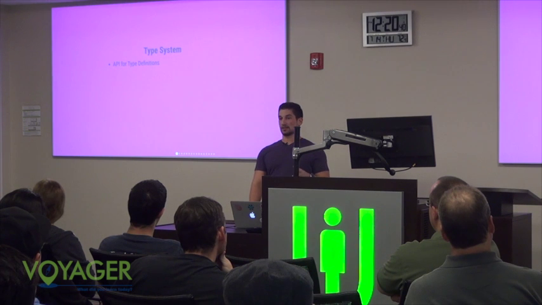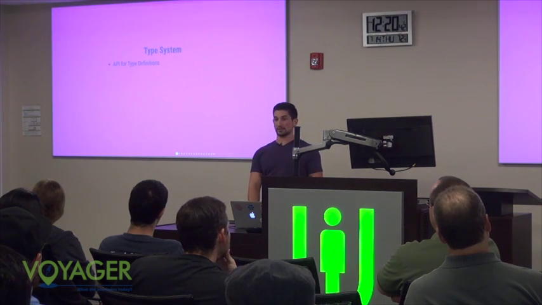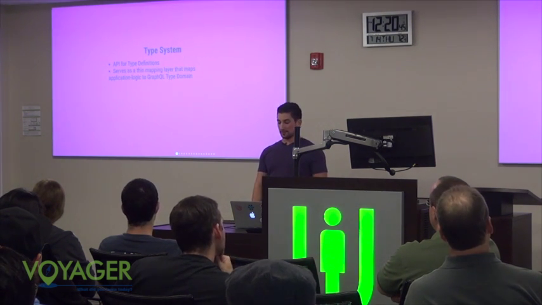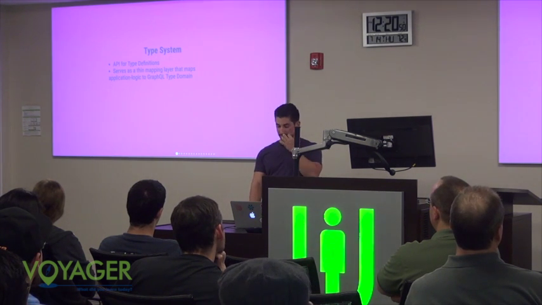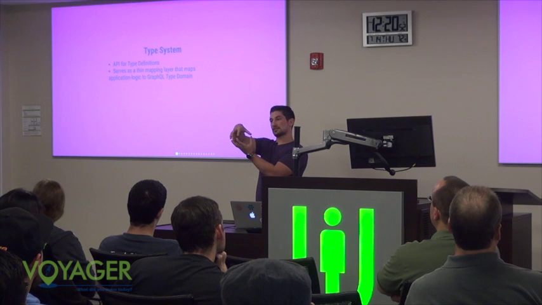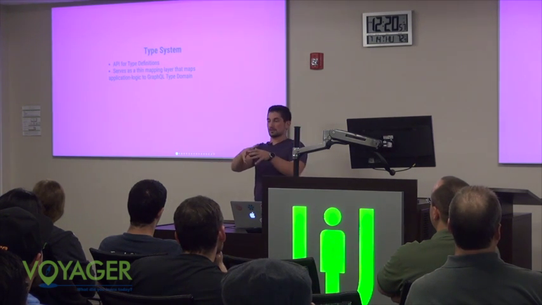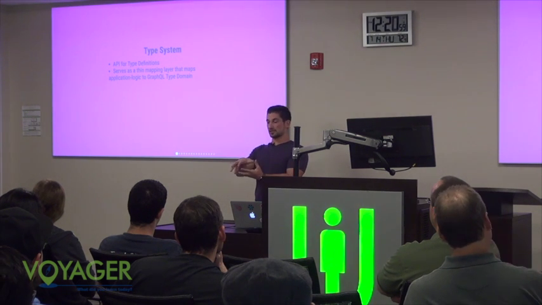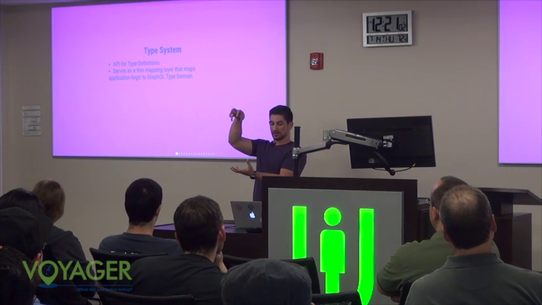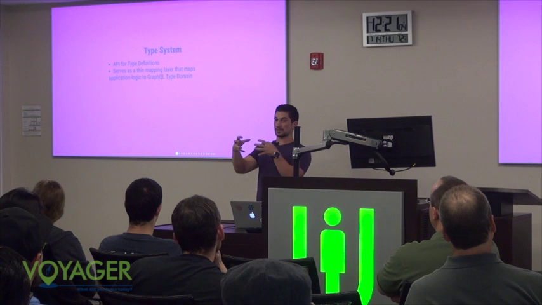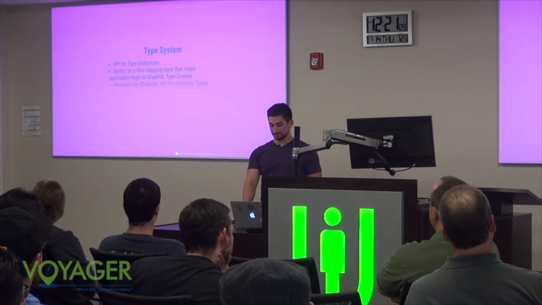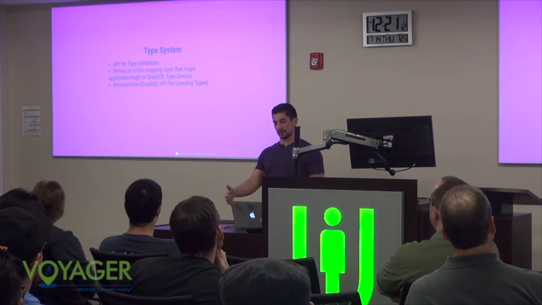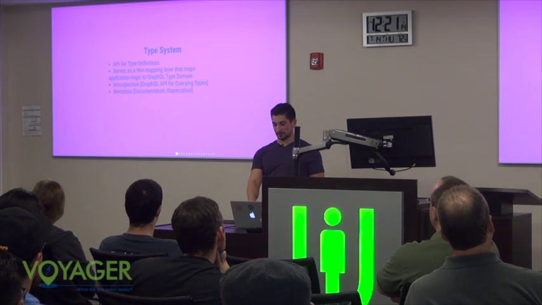So the type system. This is essentially an API for the different types that you have. It serves as a thin mapping layer that maps application logic to GraphQL via the type domain. So it's this application server that sits in between either your microservices, or if you just have one server that's a REST server, it sits in between that and the client, and allows you to specify the whole graph, the whole domain that your application has, via types. And it does this via introspection, which is the GraphQL API for querying types.